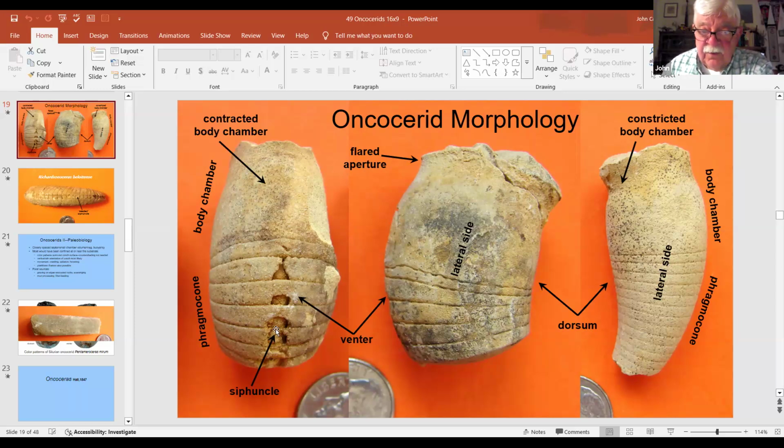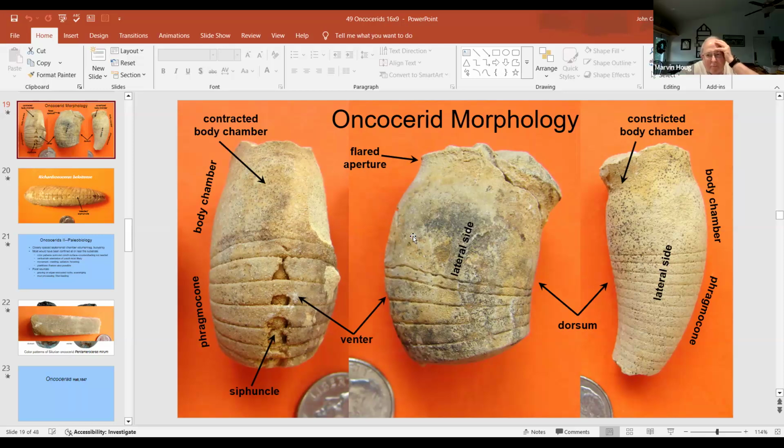They have a siphuncle, they have chambers, they had a definite growth size. So we know that compared to Nautilus, these worked very, very similarly. It did much of the same stuff morphologically. It's going to be a little bit different, a different shape, a different size.